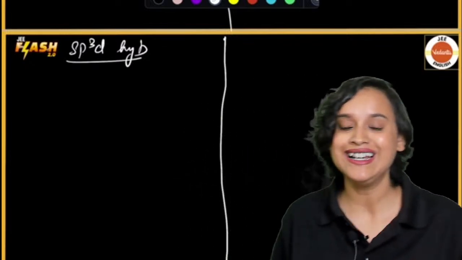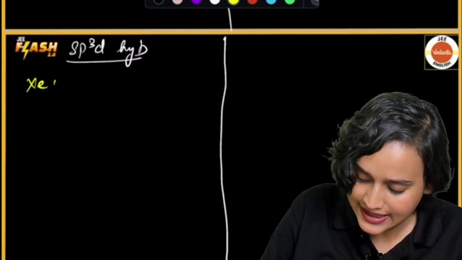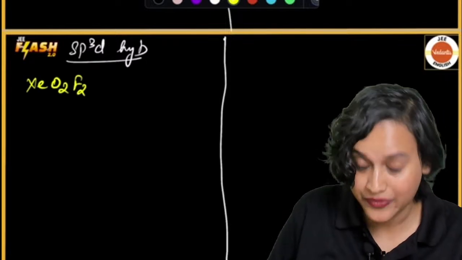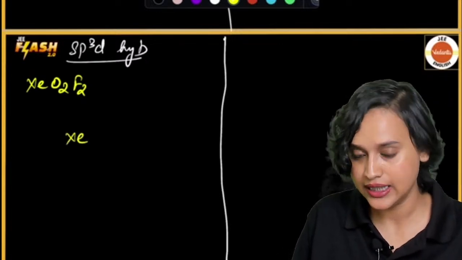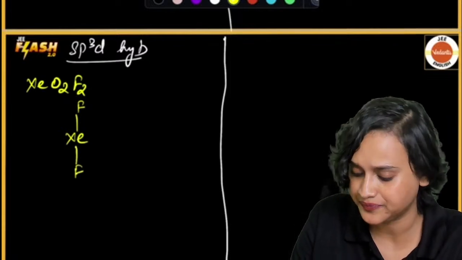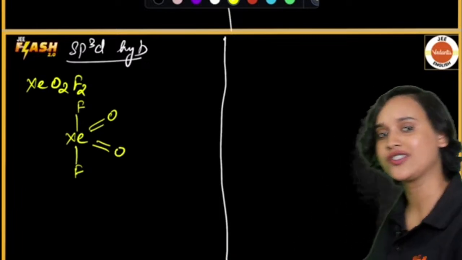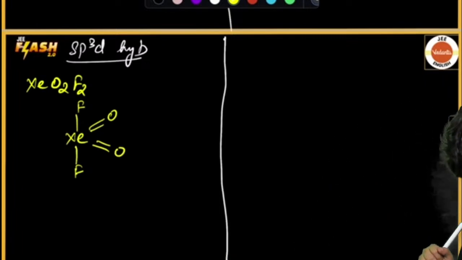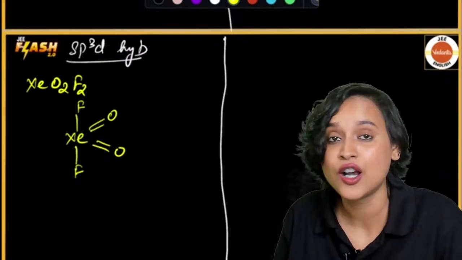Let us take a look at XeO2F2. If we do this, then what will happen? We will have xenon here, right? Now the fluorine, let us attach the fluorine here. Now we will keep the double bond oxygen here, double bond oxygen here. After this, do we still have a lone pair? Yes, we do.